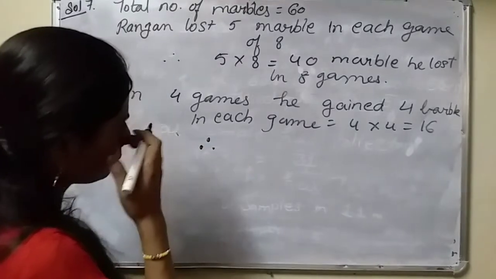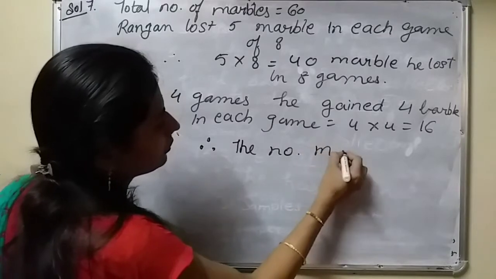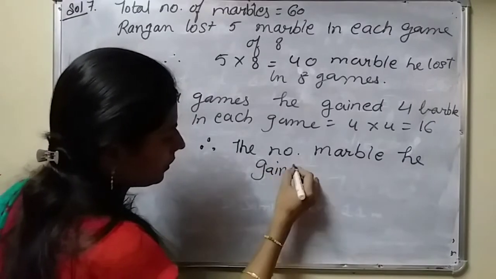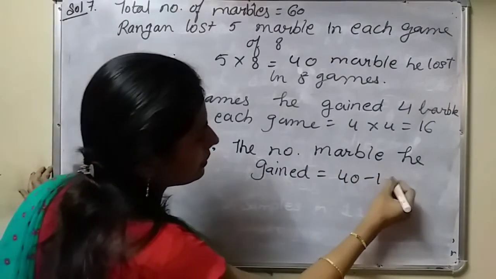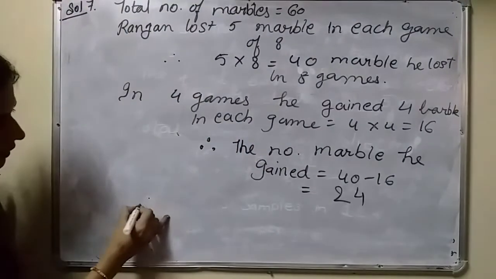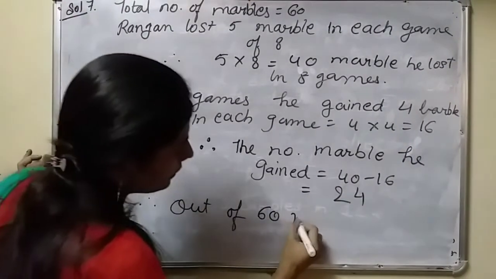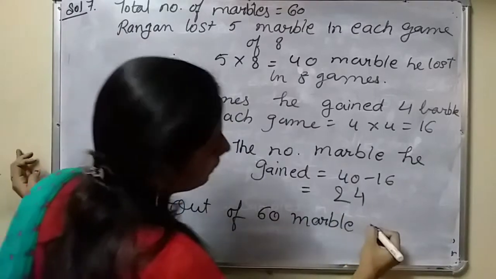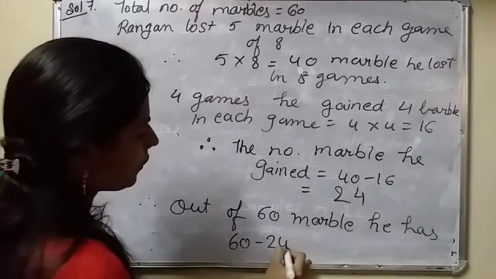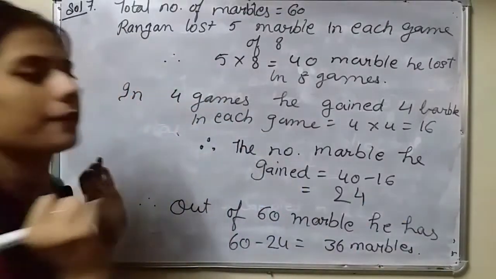Therefore, the number of marbles he lost net is equal to 40 minus 16, that is 24. Therefore, out of 60 marbles he has 60 minus 24, that is 36 marbles he has.